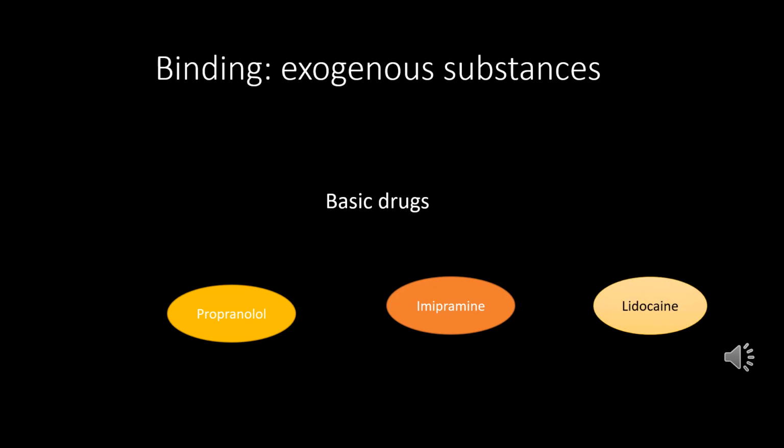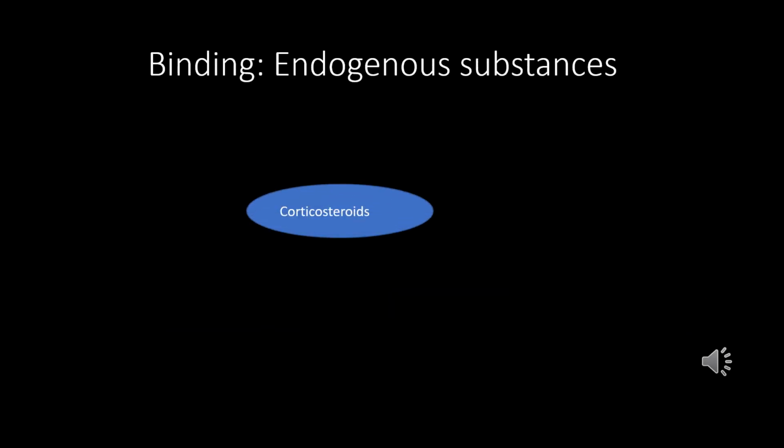The drugs which will preferably bind with alpha-1 acid glycoprotein would be the basic drugs. Examples are propranolol, imipramine, and lidocaine. And among endogenous substances, corticosteroids bind with alpha-1 acid glycoprotein and are transported with the help of AGP throughout the blood.